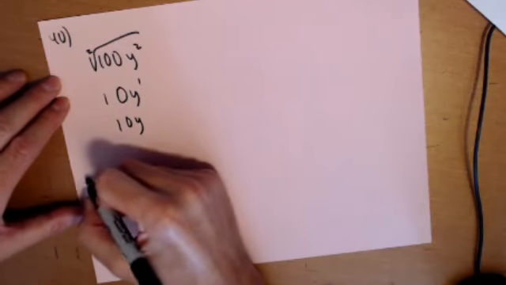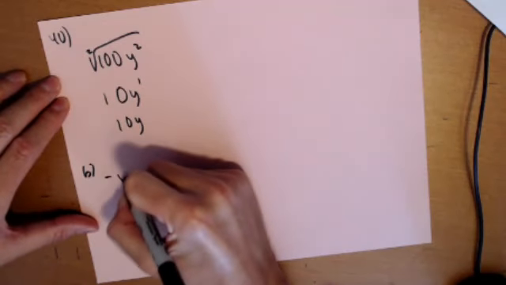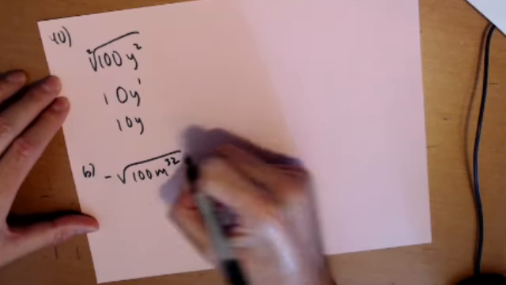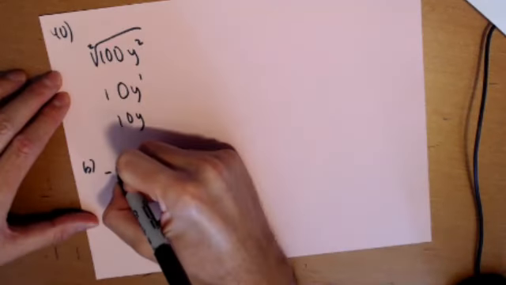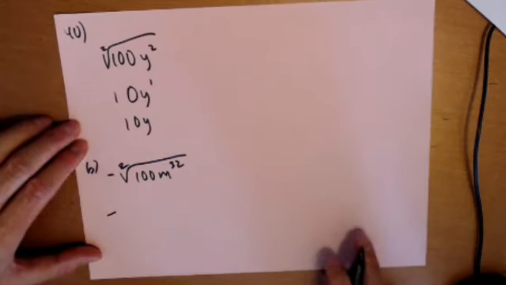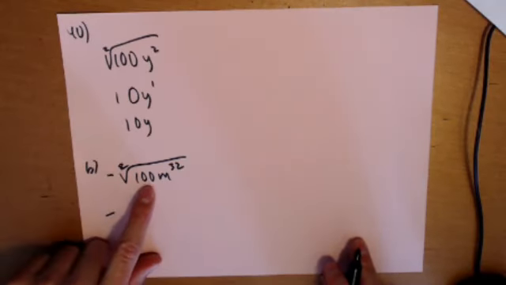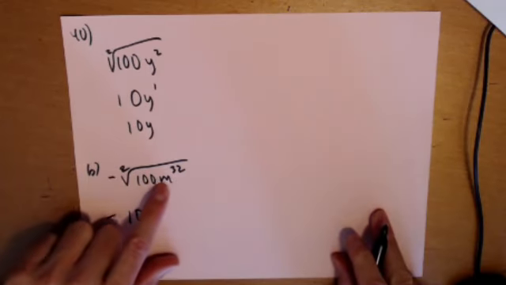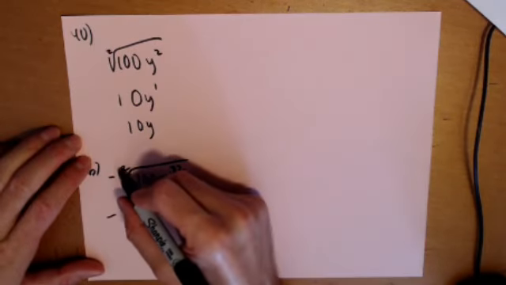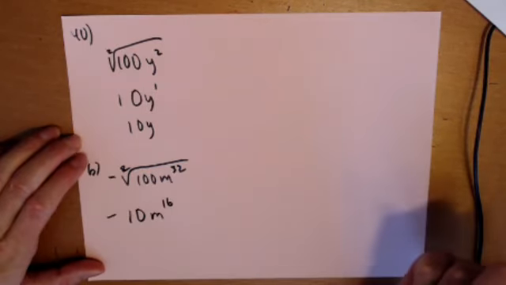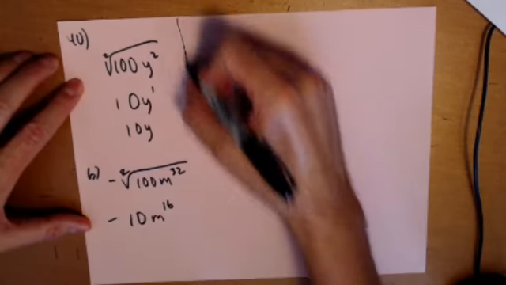So what if we have part B, which says negative square root of 100 m to the 32. You might want to put your little 2 there. Little 2 right there. The negative sign is just hanging out in front, no big deal. Square root of, focus on the number stuff. What's the square root of 100? 10. And what's the square root of m to the 32? Oh, taking chunks of 2, there's 32, so m to the 16. Ta-da!